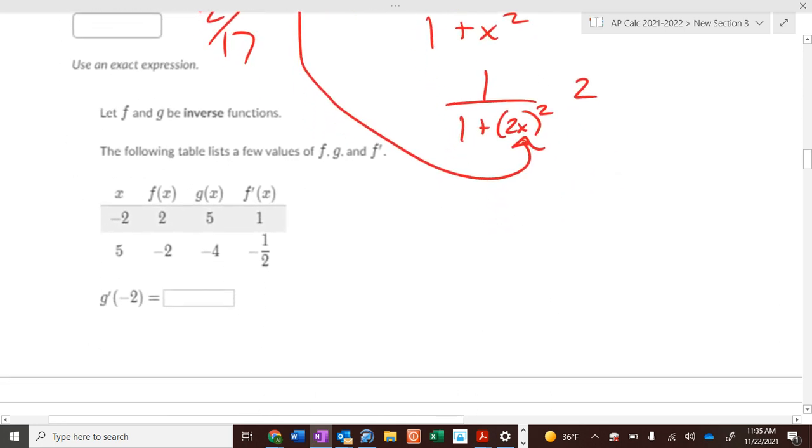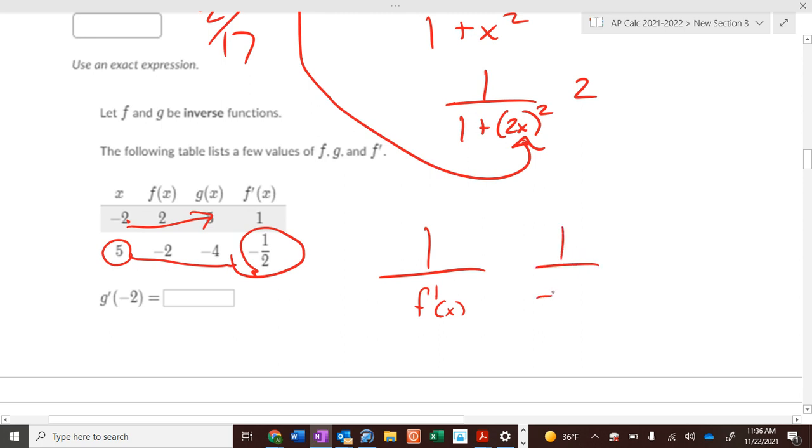Inverse functions. So this is 1 over f prime of x, basically. So you go negative 2 over 2g, and that's 5. So you use the g column. You go to f prime of x, and you go 1 over that. So 1 over negative 1/2 is negative 2.